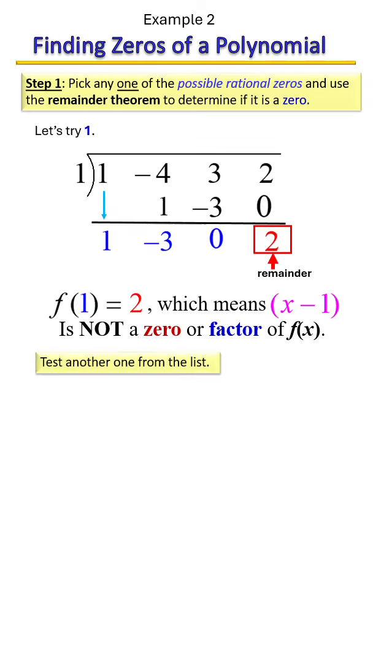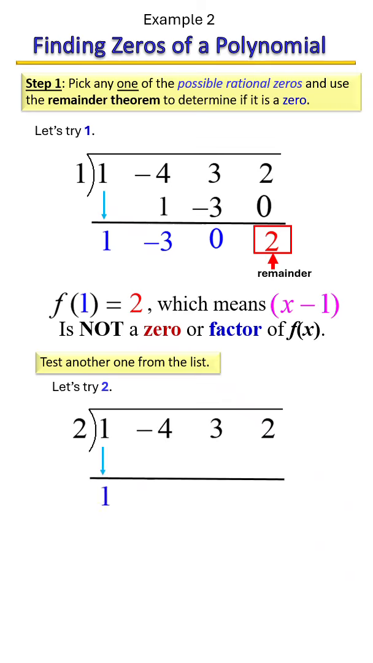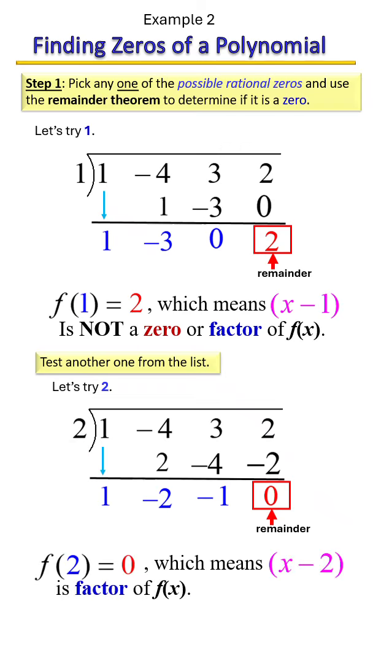Let's try 2. So I'm going to start the process by bringing down the first term. Multiply that with 2 to get 2. Bring down negative 2. Multiply that with 2 to get negative 4. Bring down negative 1. Multiply that with 2 to get negative 2. Bring down 0. So yes, that means that 2 is a zero of this polynomial function. To write that in linear factor form, that would be x minus 2.